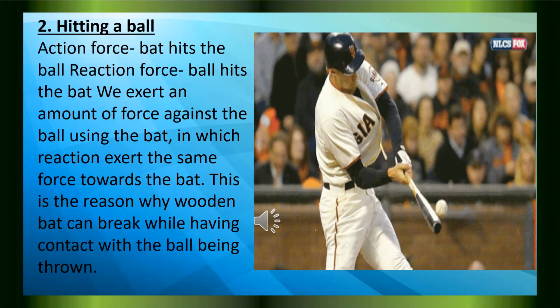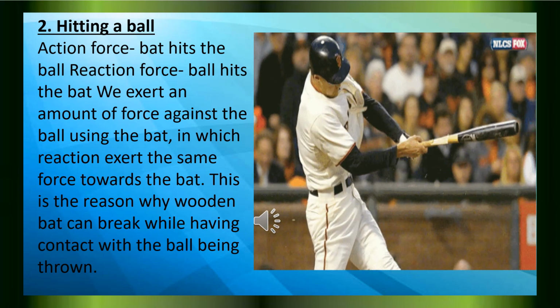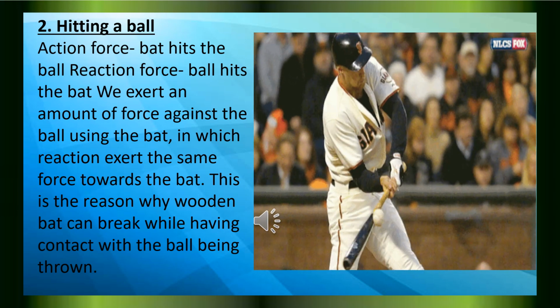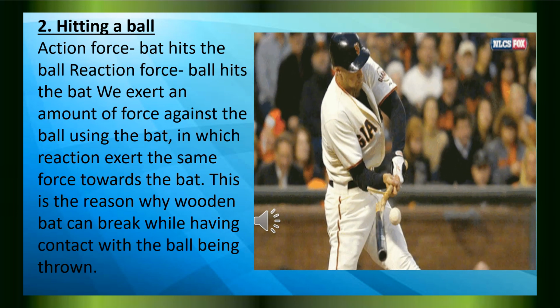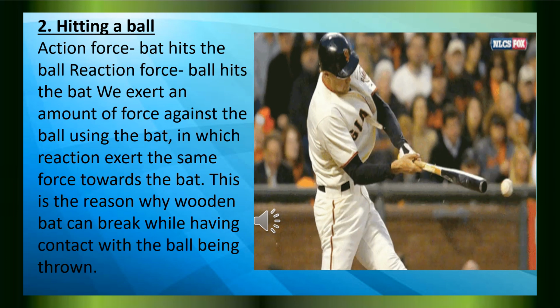2. Hitting a ball. Action force: the bat hits the ball. Reaction force: the ball hits the bat. We exert an amount of force against the ball using the bat, in which the reaction exerts the same force towards the bat. This is the reason why a wooden bat can break while having contact with the ball being thrown.